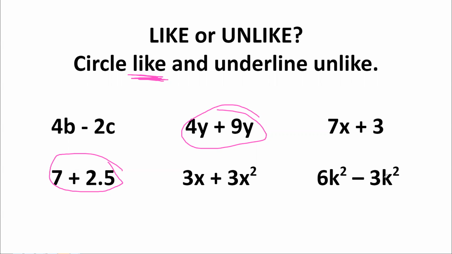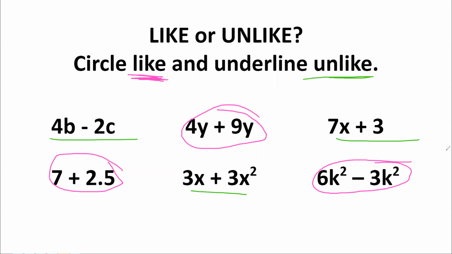k squared and k squared, those are like. So if they are not like, then they're going to be unlike. So the rest of these ones we said were unlike. The way that I explain it is that variable is its last name.